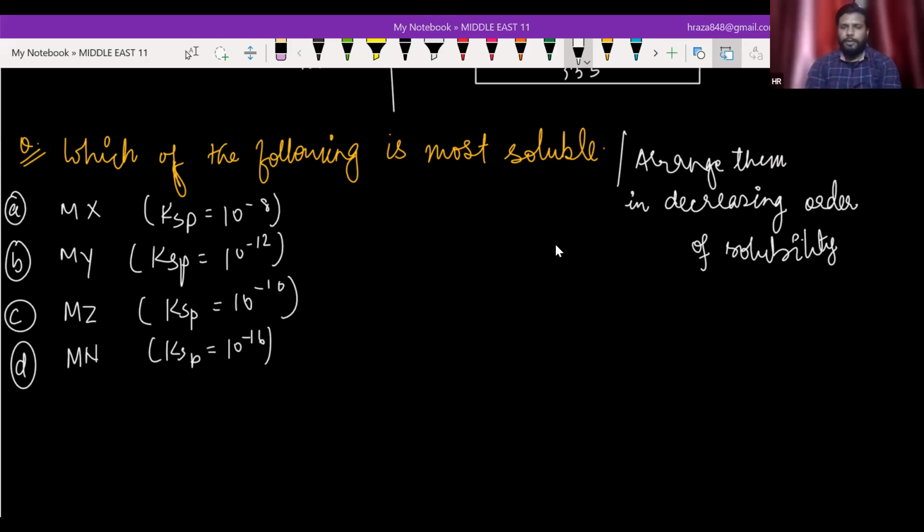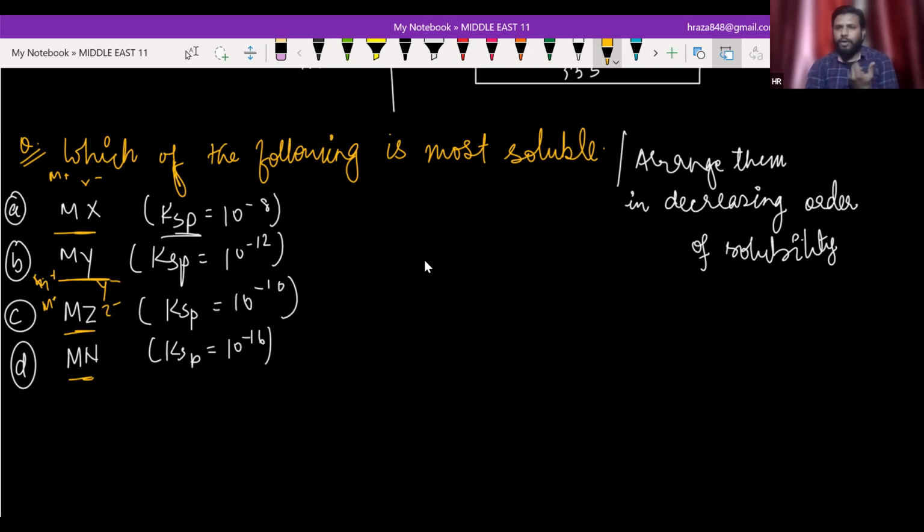MX is most soluble. So basically, we can also predict that the Ksp which has more value is more soluble. Or we can calculate it. This condition will apply when similar types of salt are there, like this will go into M plus and X minus, this will go into M plus and Y minus, this will be M plus Z minus. For similar salts it will apply: the value of Ksp is more, that means solubility is more.